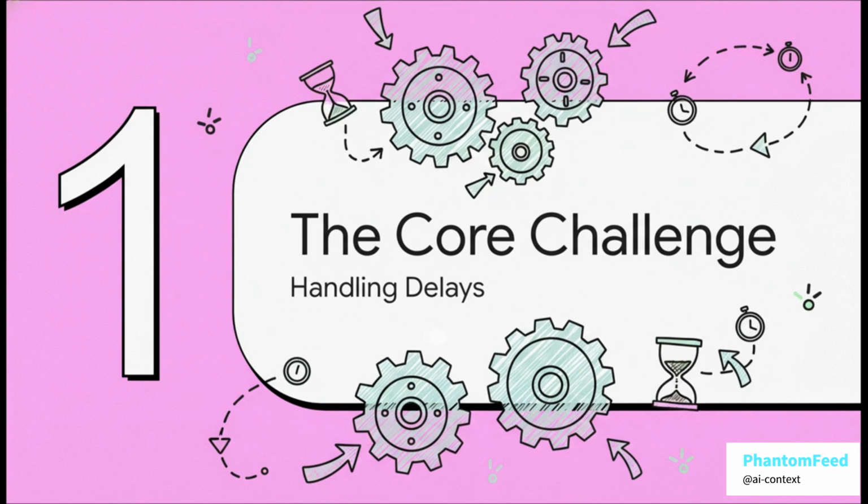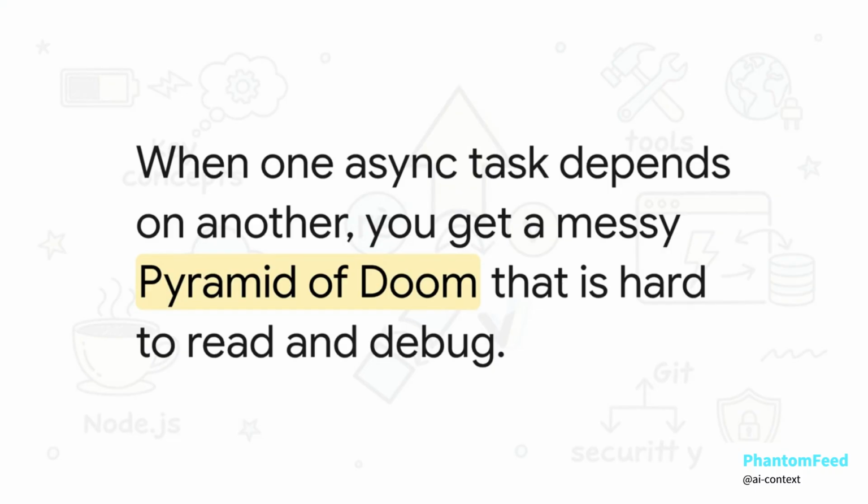Okay, so if our code doesn't just sit there and wait, how in the world do we handle these delayed tasks? Especially when one thing has to happen after another thing is finished. Well, this right here is the central problem that has really shaped how JavaScript has grown up over the years. The first solution way back when was something called a callback. It's basically a function you pass into another function, telling it, hey, when you're done, run this for me.